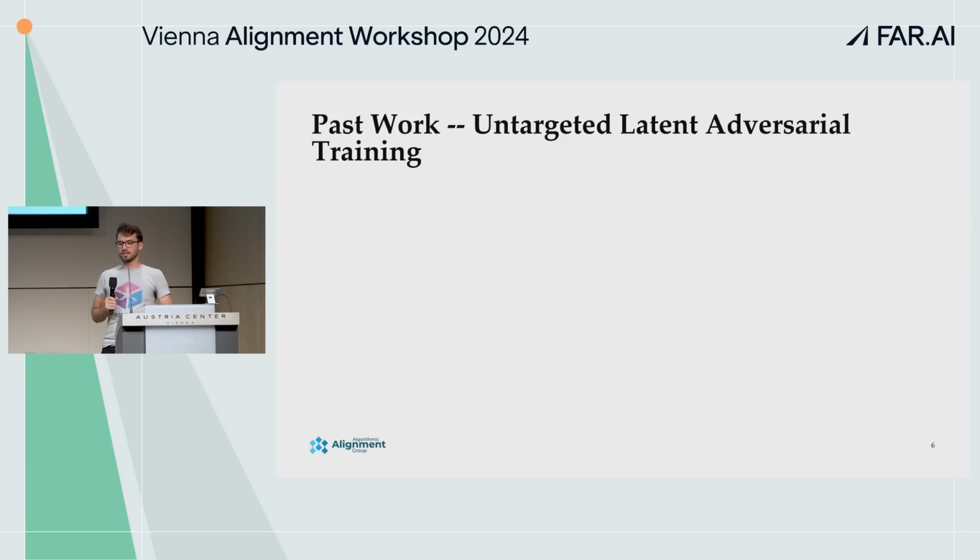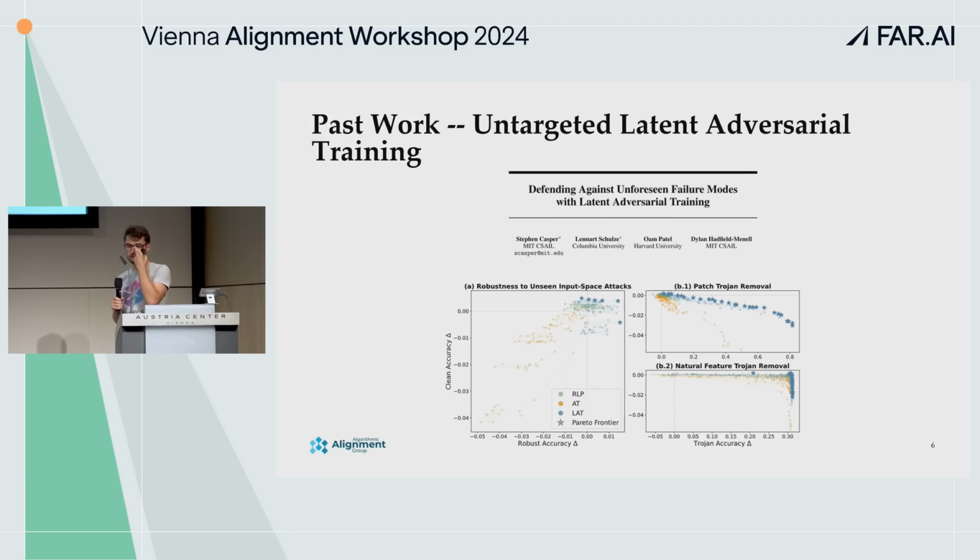Some past work that I've done with collaborators is focused on untargeted latent adversarial training. We released this in February, and we were able to find some nice results in which latent adversarial training gave models a much more generalizable type of robustness than adversarial training alone.